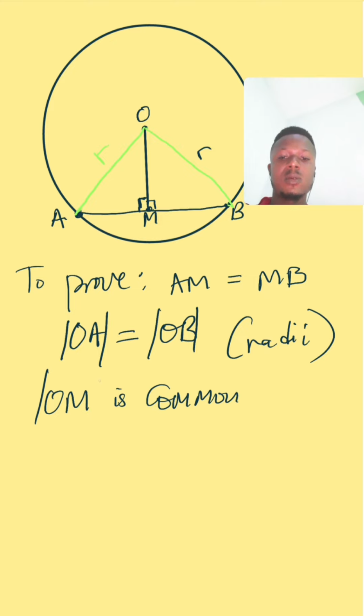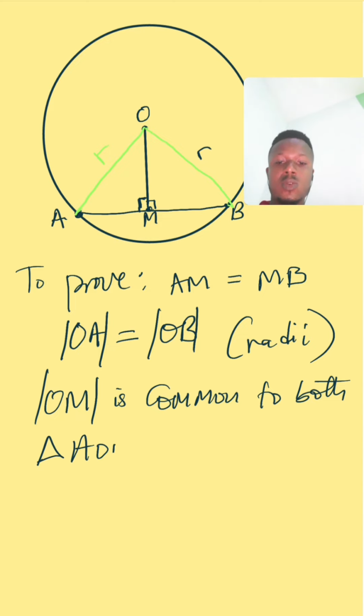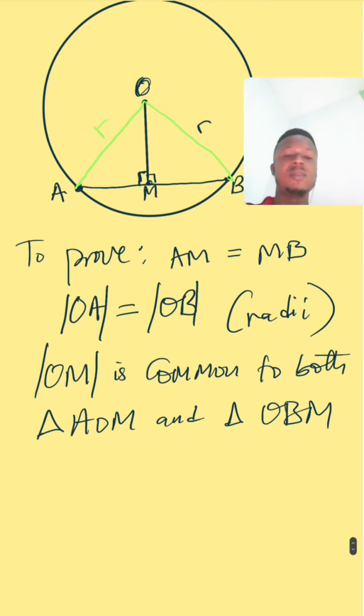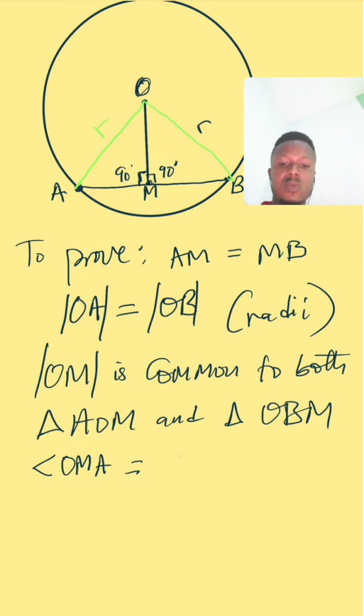If that is the case, you also need to know that OM is common. Line OM is common to both triangle AOM and triangle OBM. Both triangles share this line OM because it's common to both of them. Since OM is common to both of them, and also you notice again that this angle is 90 degrees and here is also 90 degrees, they share the same angle. That means angle OMA is equal to angle OMB, which is 90 degrees, a right angle also.